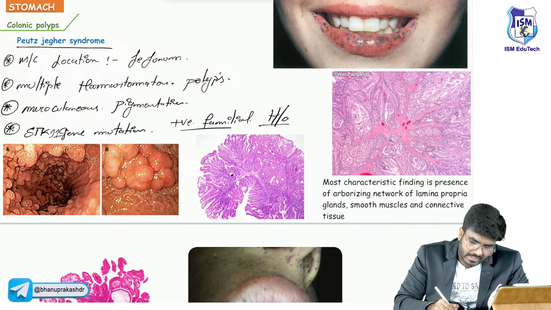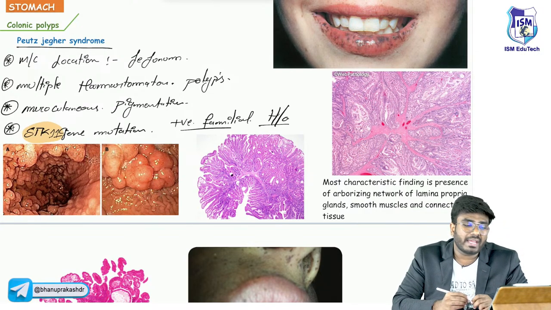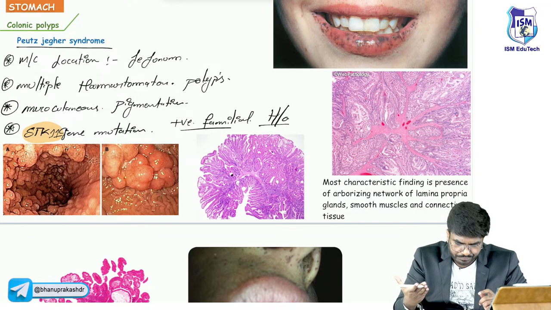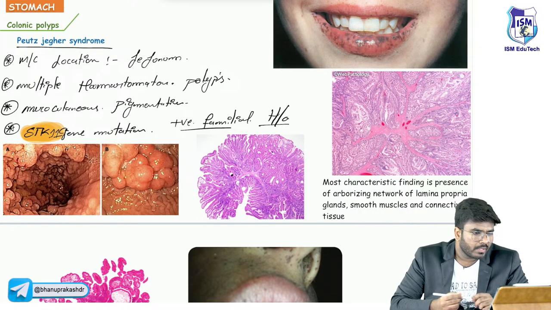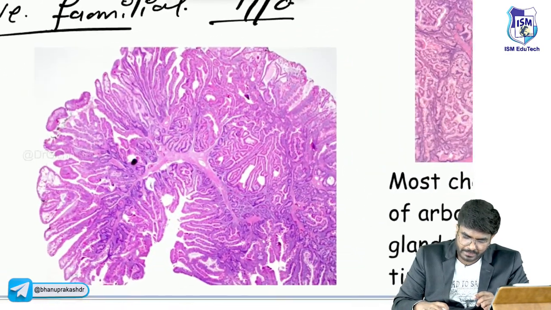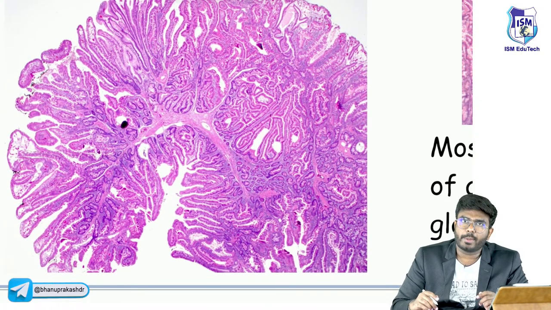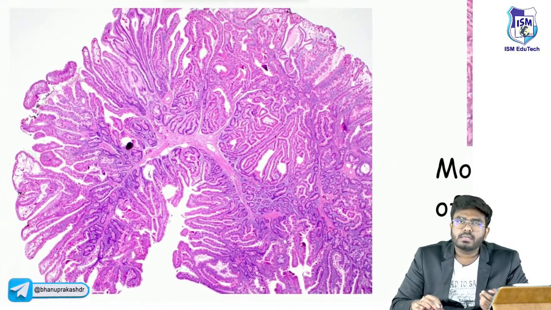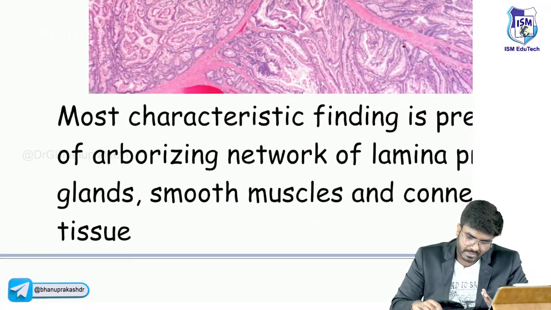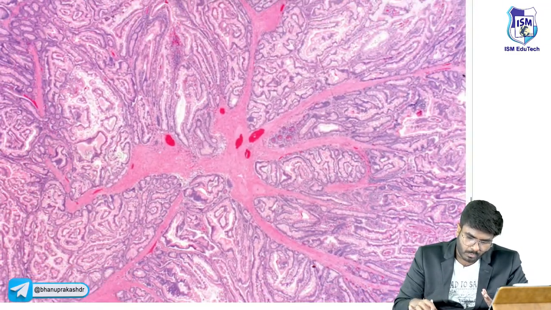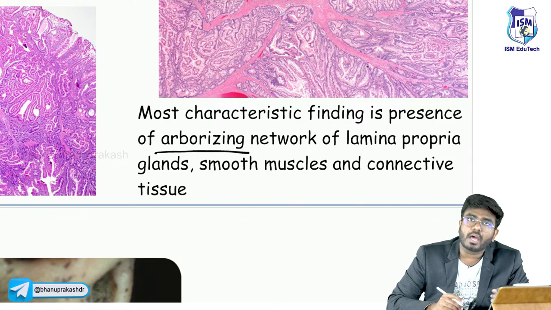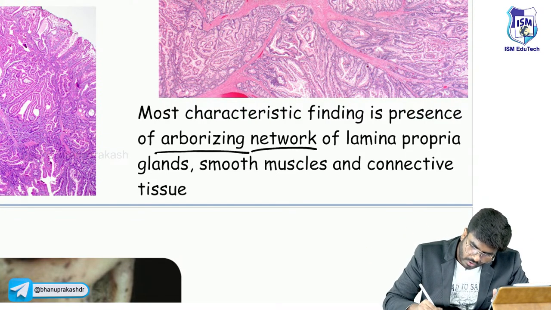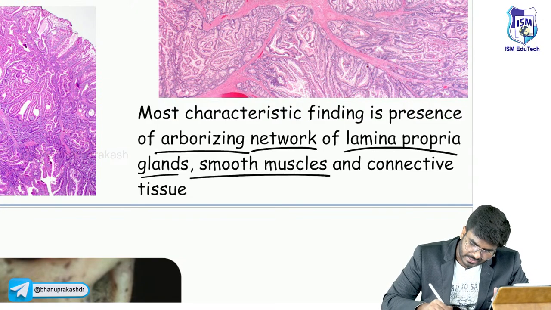So what is this STK? STK means serine threonine kinase. It's a gene, STK11 gene mutation. Next, if you look at the biopsy, an important image-based question: are you able to appreciate the branching, tree-like appearance? The most characteristic finding is the presence of an arborizing network, arborizing meaning like branches, of lamina propria, glands, smooth muscles and connective tissue.